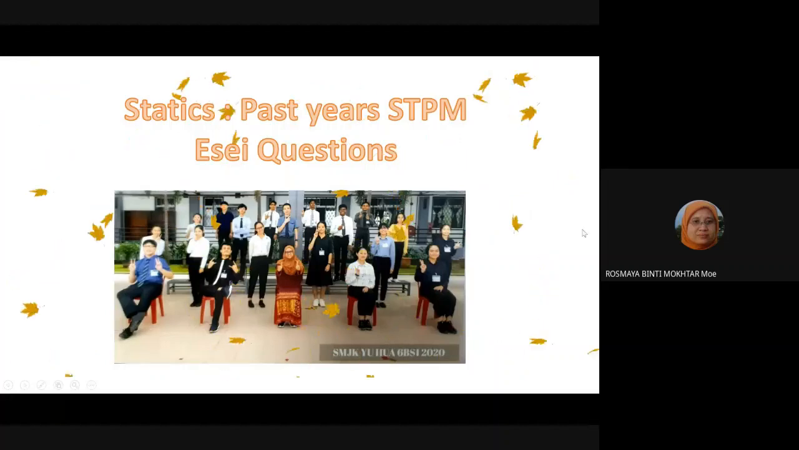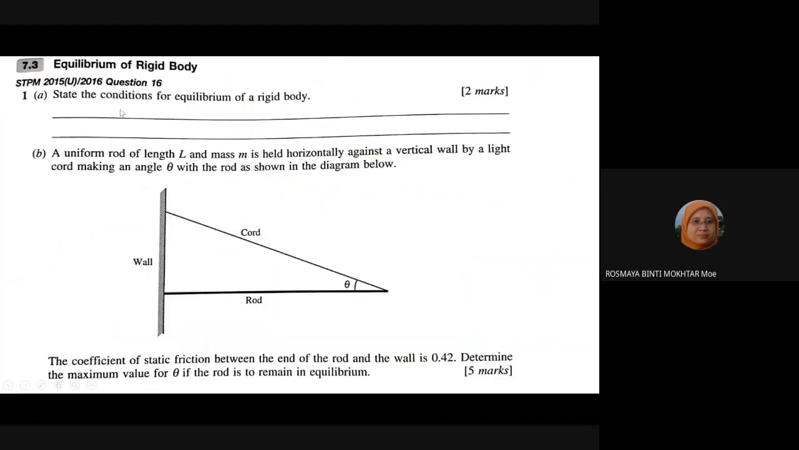Okay, we start with essay question number 1, question 16. Subjective question. I repeat the question that day we did not finish. Number 1, state the conditions for equilibrium of a rigid body. Here there are 2 marks, which means you must have 2 contents.